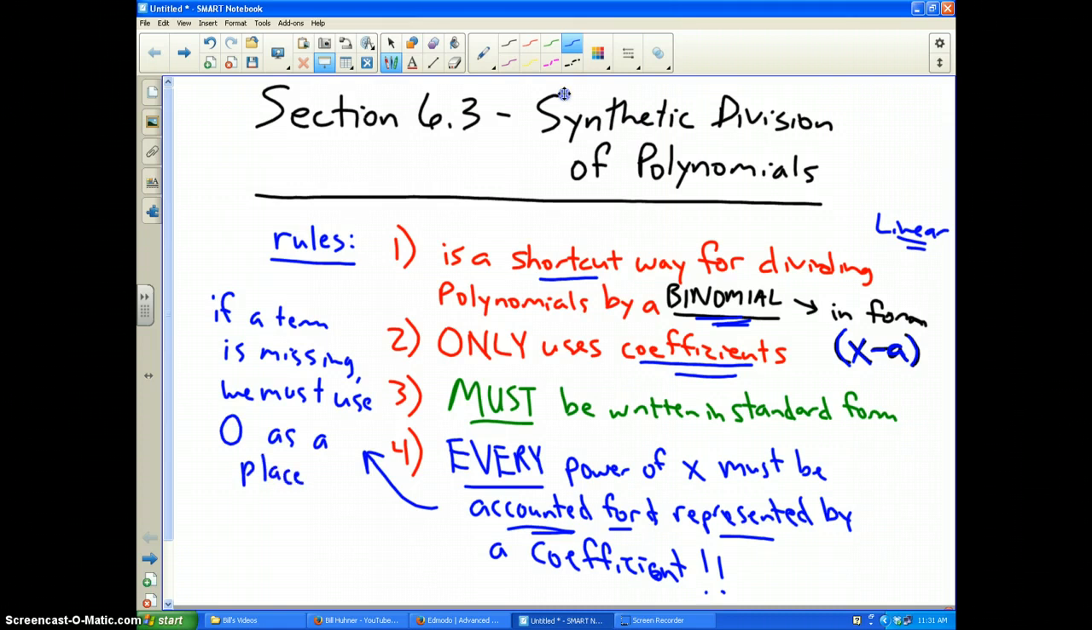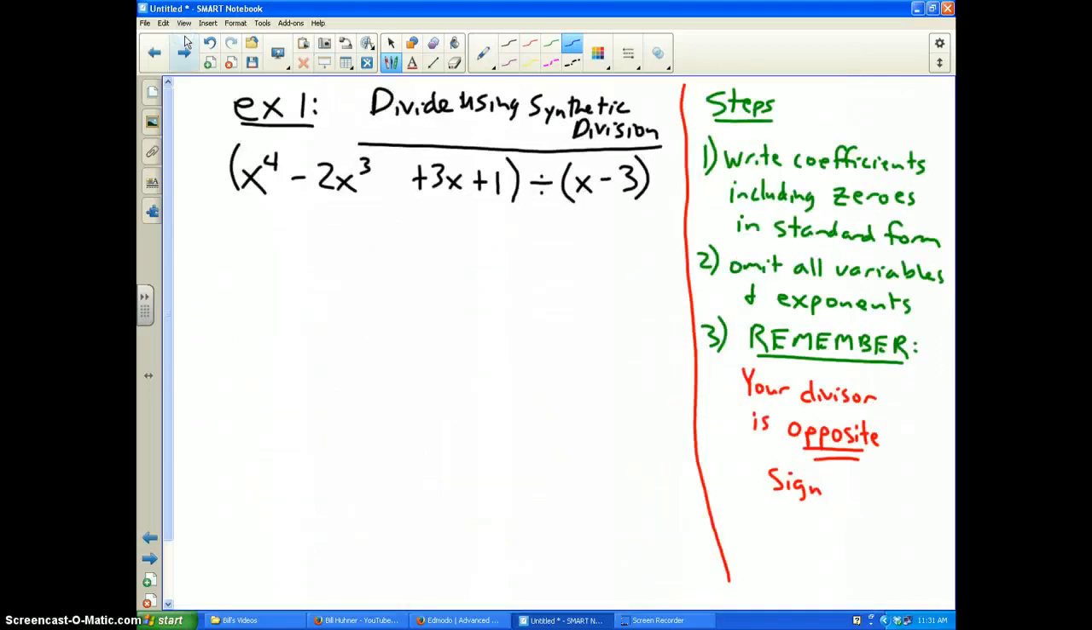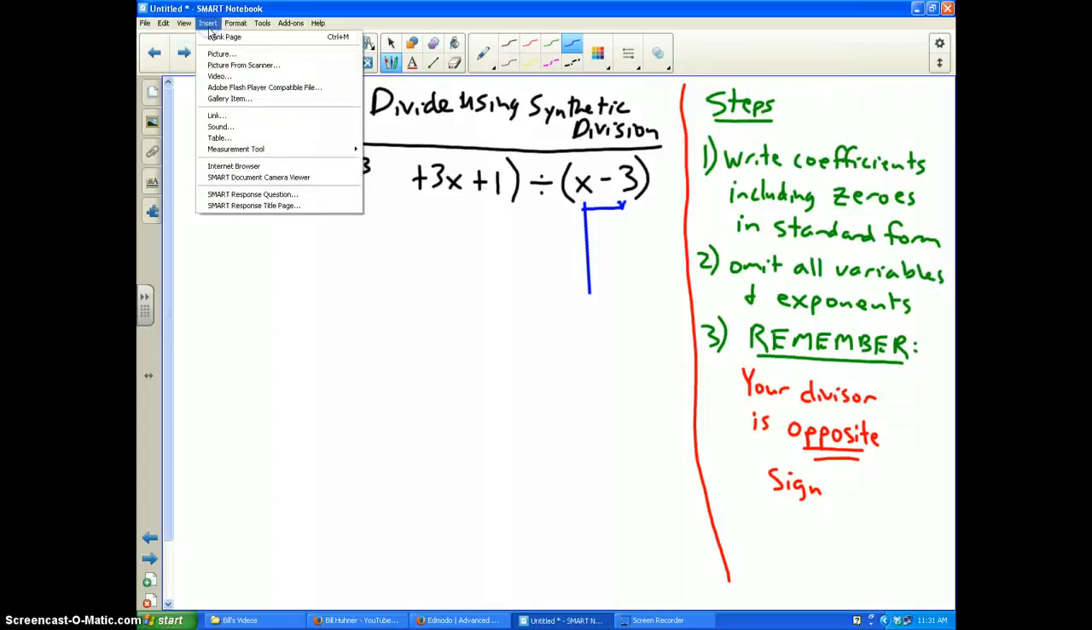I kind of mentioned this in the last video when we talked about multiplying. It is very important that if a term is missing, you put 0 in its place. And I'm going to do an example of that right off the bat. All right, so we're going to divide x to the fourth minus 2x to the third plus 3x plus 1 by the linear binomial x minus 3.